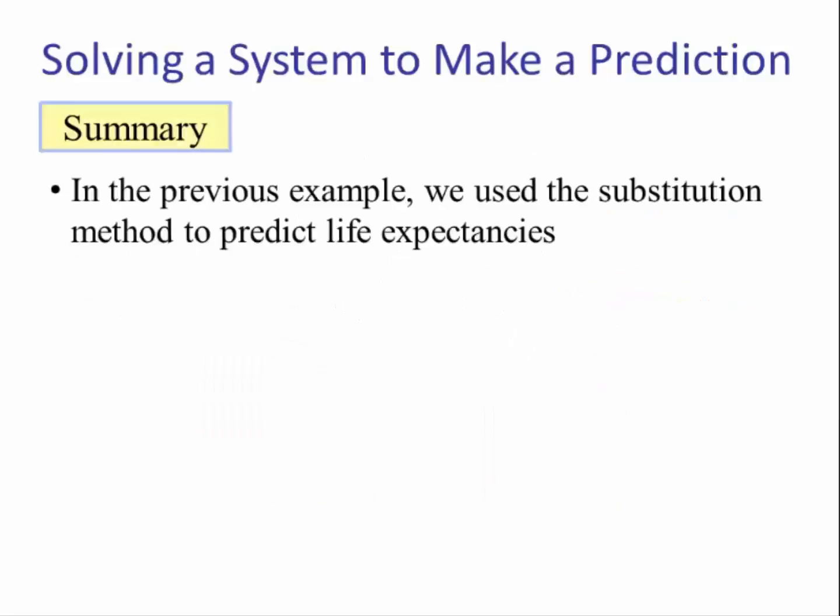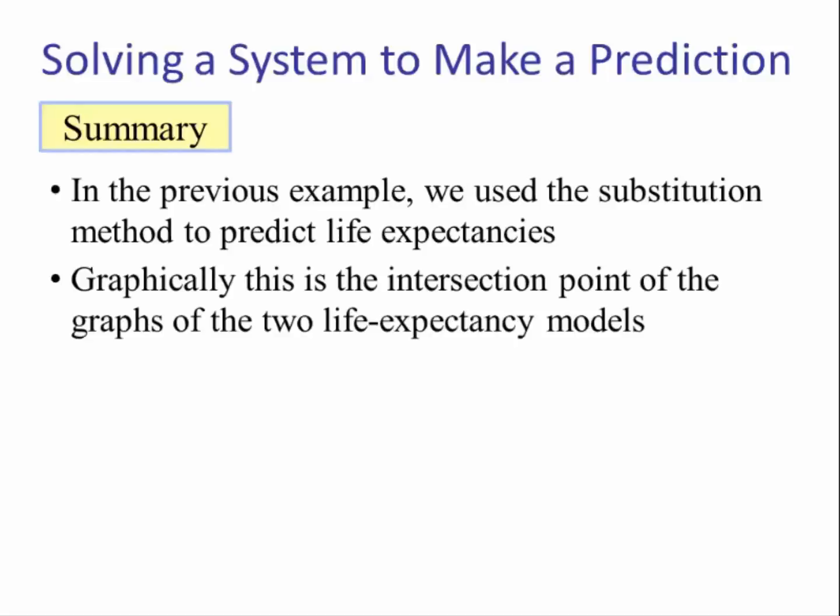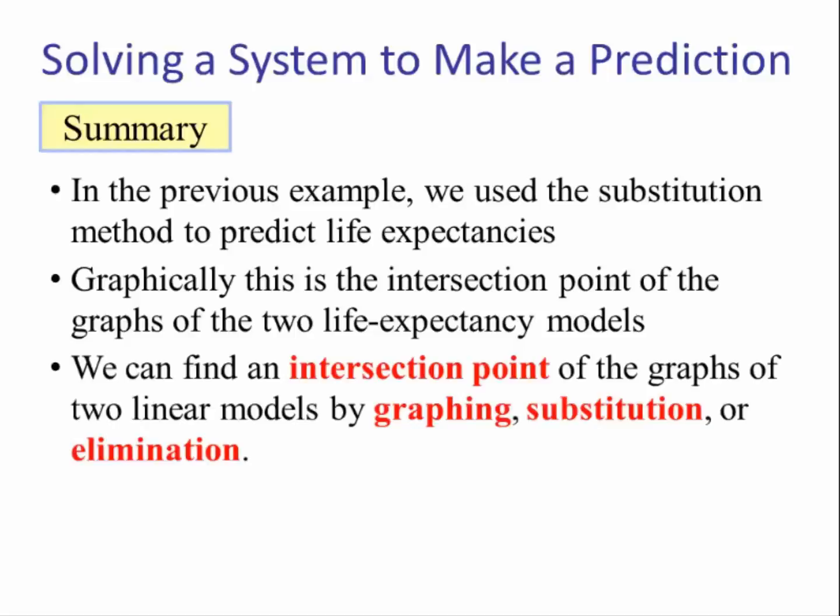Summary. So in the previous example, we used substitution to predict life expectancies. Graphically, this is the intersection point of the graphs of the two life expectancy models. We can find the intersection point of the graphs of the two linear models by graphing, substitution, or elimination.